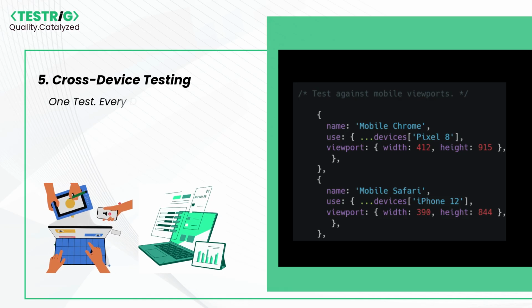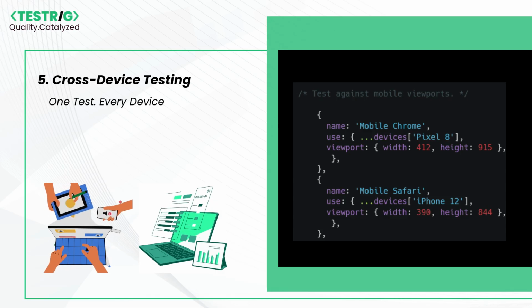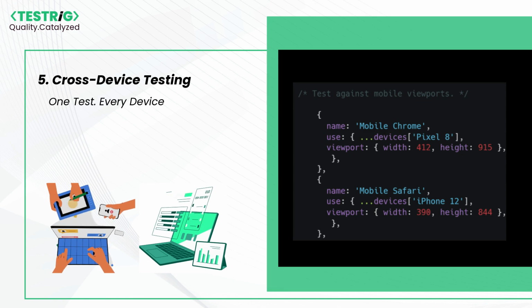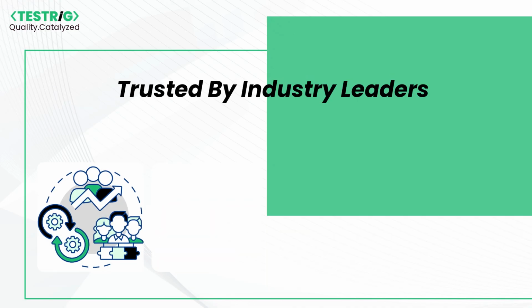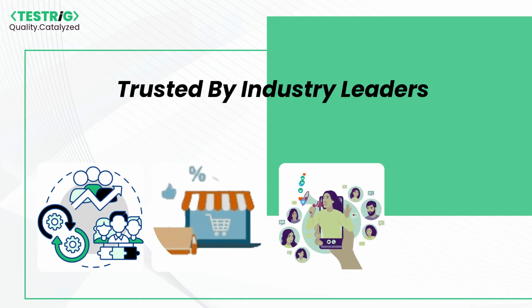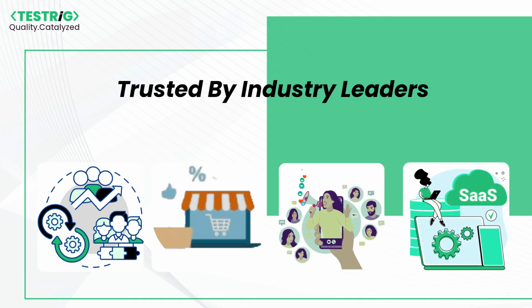In our multi-device world, responsiveness is everything. Playwright enables comprehensive cross-device testing, including mobile emulation, touch gesture validation, and responsive design checks. From enterprise applications to e-commerce platforms, from media streaming services to complex SaaS solutions, Playwright provides the testing flexibility modern businesses demand.